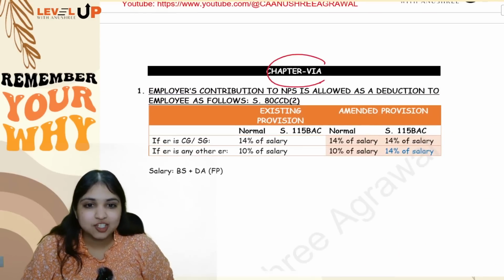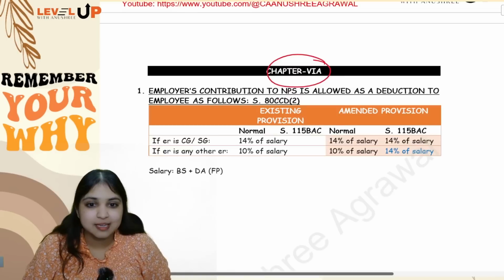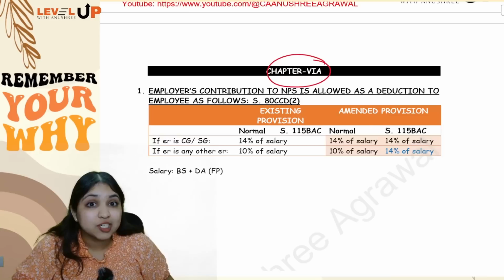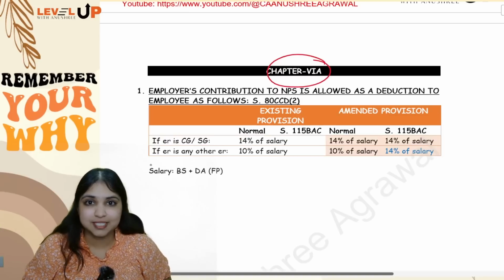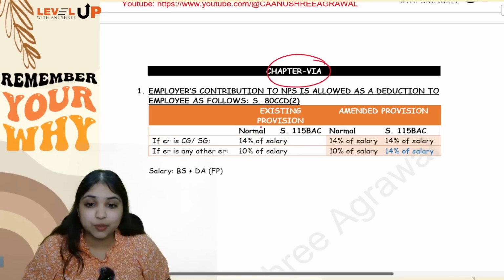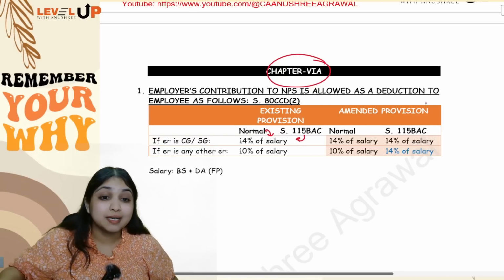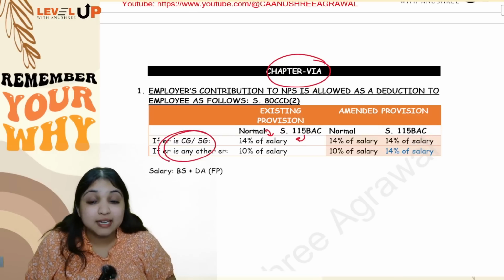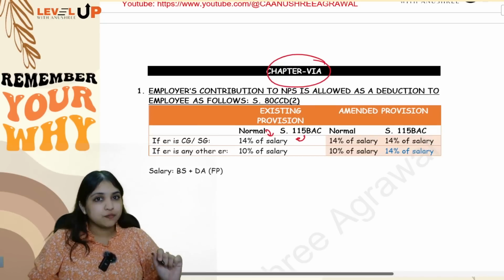Look at this. In chapter 6A, if there is the employer's contribution to NPS, you get a deduction under 80CCD subsection 2. Earlier, how much maximum deduction were you getting? If the employer is central government or state government, 14% of salary, any other employer 10% of salary. And the same provision was applicable under the normal regime also, under 115BAC also. But as per the amended provision, if the assessee is following 115BAC, it doesn't matter who the employer is, your maximum deduction is going to be 14% of salary.